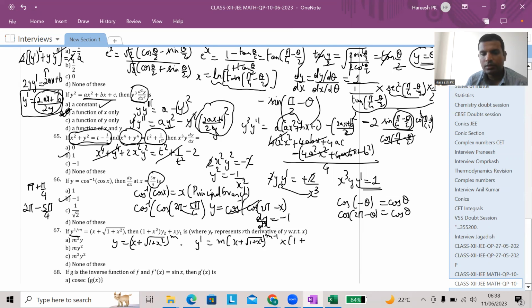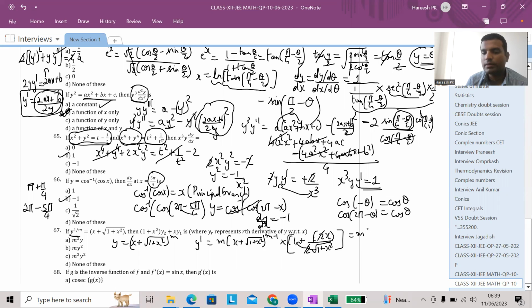and derivative of root 1 plus x square is 1 by 2 root 1 plus x square into derivative of 1 plus x square, which is 2x. So the 2 gets cancelled. Now, one interesting thing you will see, whenever you have x plus root 1 plus x square, and when you differentiate it, right, you will see, once you take LCM here, you will get x plus root 1 plus x square again, right?